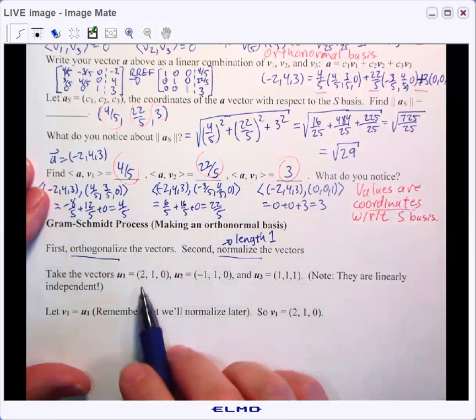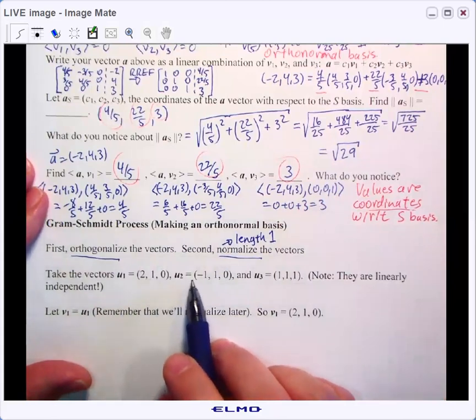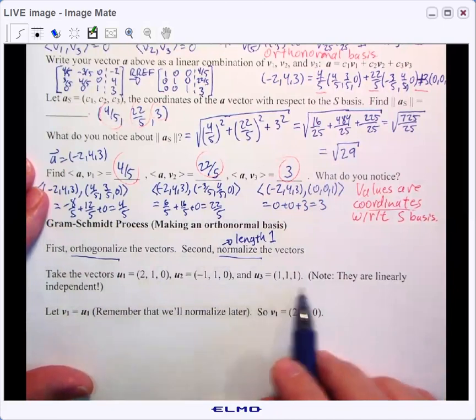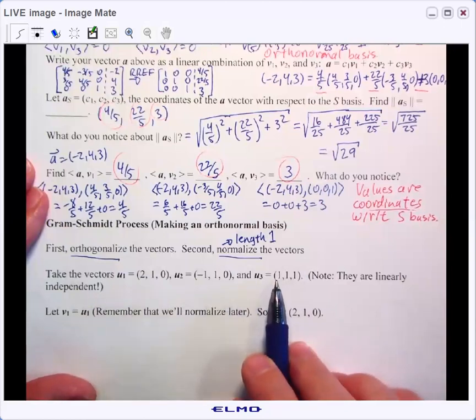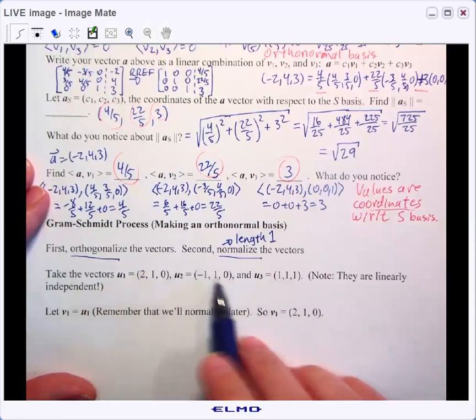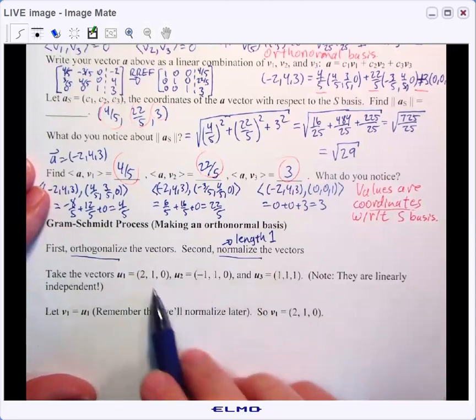So let's take our vectors. U1 is 2, 1, 0, U2 is -1, 1, 0, and U3 is 1, 1, 1. You can note that these are in fact linearly independent. But you'll notice that these are not length 1. This is length square root of 3, length square root of 2, and length square root of 5. So they're obviously not 1.